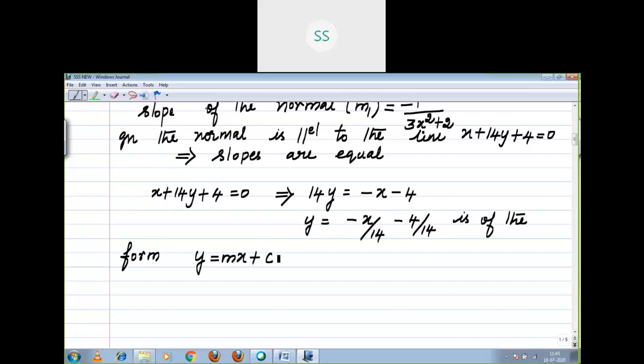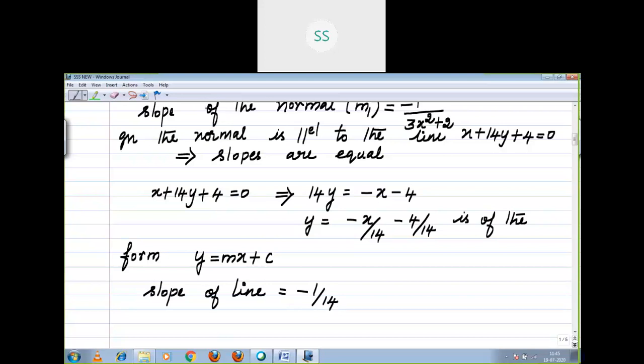I told you, if y is equal to mx plus c, how to find the slope? The coefficient of x is your slope. Here, what is the slope of the line? What is the coefficient of x here? Minus 1 by 14. Slope of the line we found.